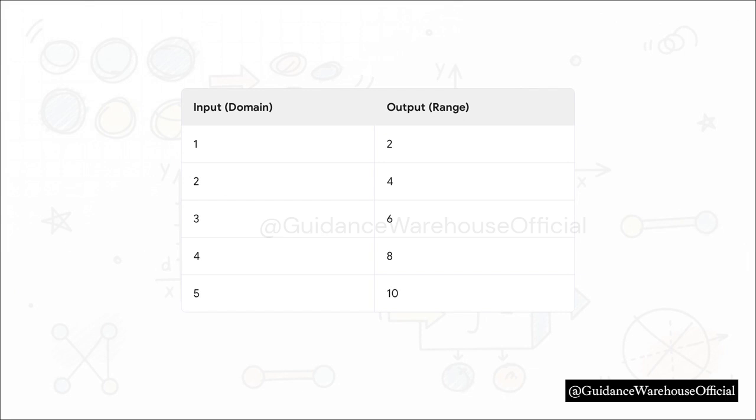Okay, let's make this super clear with a quick example. Take a look at this table. On the left, we have our inputs, the numbers 1, 2, 3, 4, and 5. That whole set, that's our domain. And on the right, we have the outputs they're paired with, 2, 4, 6, 8, and 10. And yep, you guessed it, that set is our range. See? Each input is just neatly paired up with an output.